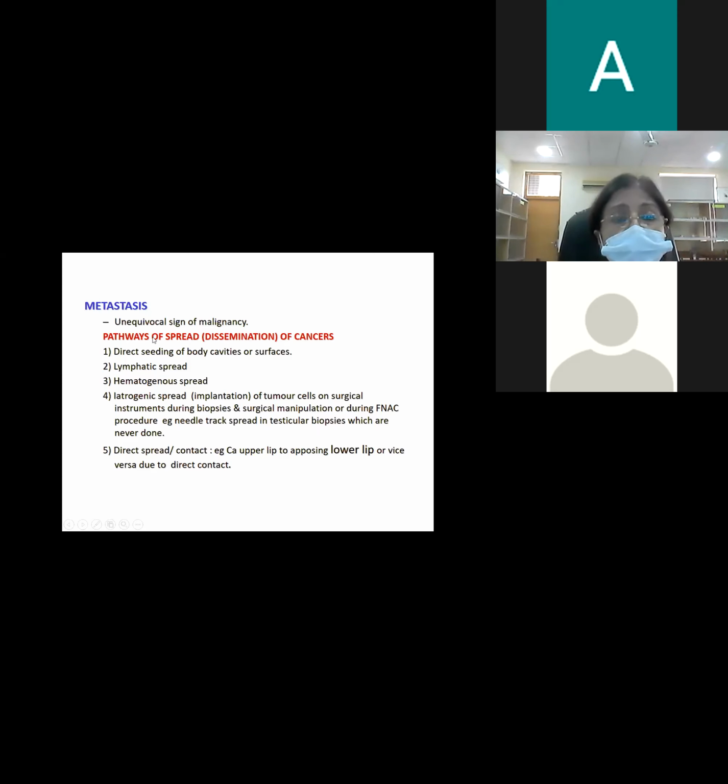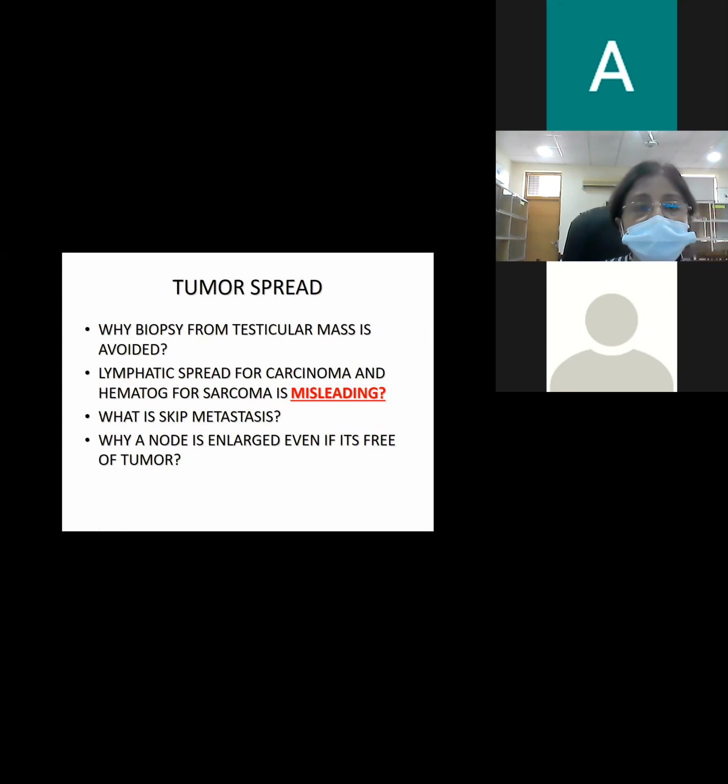Then we have, ये ऊपर पहला वाला था direct seeding of the body cavities of surfaces. ये जो fifth है, that is direct spread as a result of contact. For example, cancer of the upper lip can spread to cancer of the opposing lower lip, क्योंकि दोनों आपस में contact में आ रहे हैं, और vice versa due to direct contact. So these are the 5 methods of how cancers can spread or disseminate.